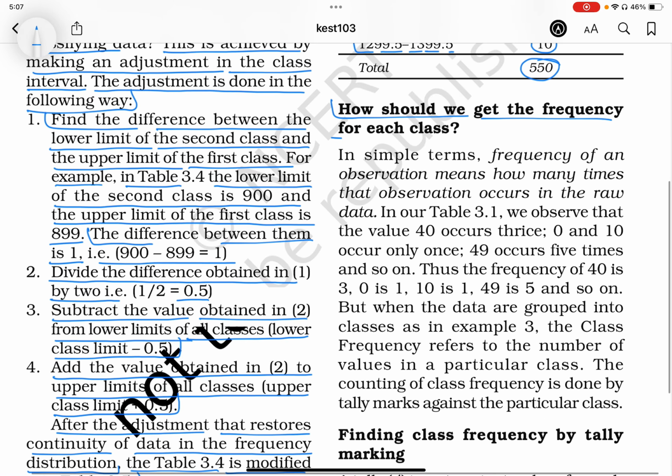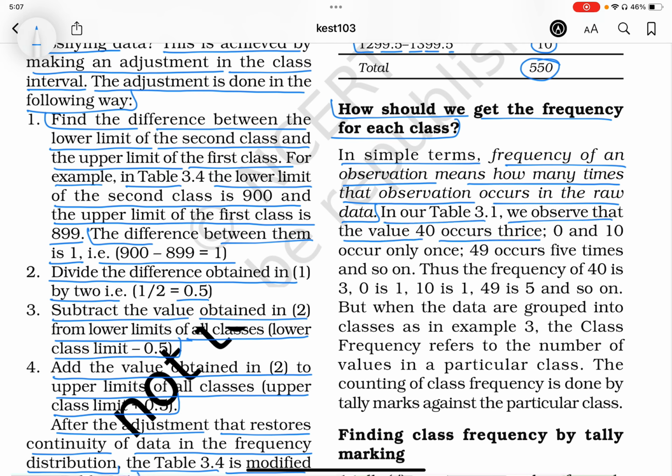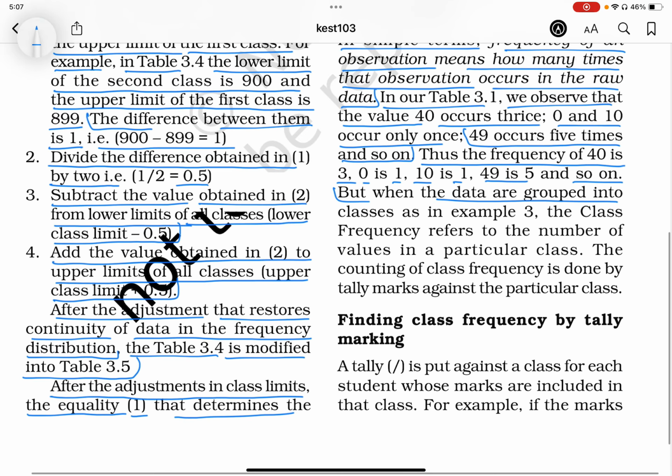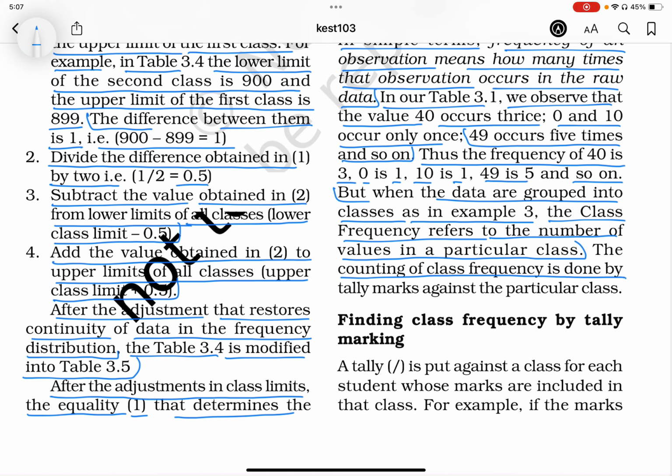How should we get the frequency for each class? In simple terms, frequency of an observation means how many times that observation occurs in the raw data. In our table 3.1, we observed that the value 40 occurs thrice, 0 and 10 occur only once, 49 occurs 5 times, and so on. Thus, the frequency of 40 is 3, 0 is 1, 10 is 1, 49 is 5, and so on. But when the data are grouped into classes, the class frequency refers to the number of values in a particular class. The counting of class frequency is done by tally marks against the particular class.